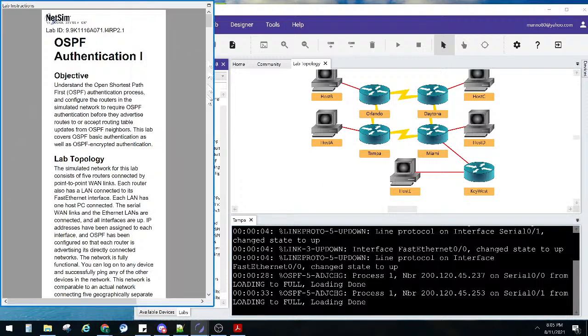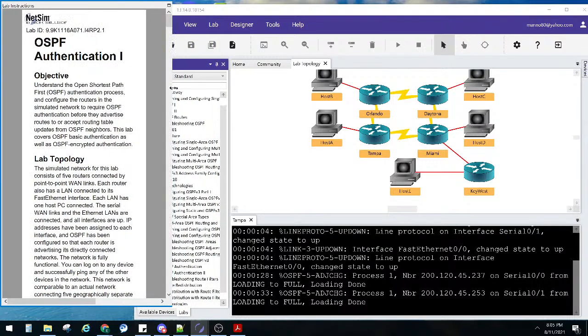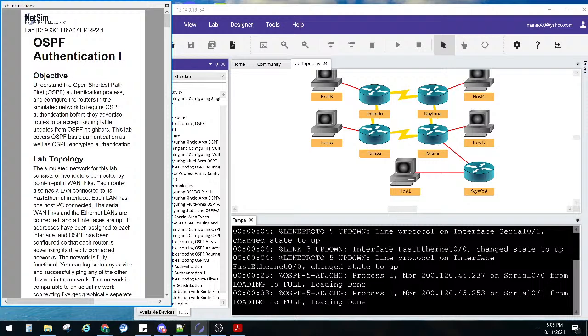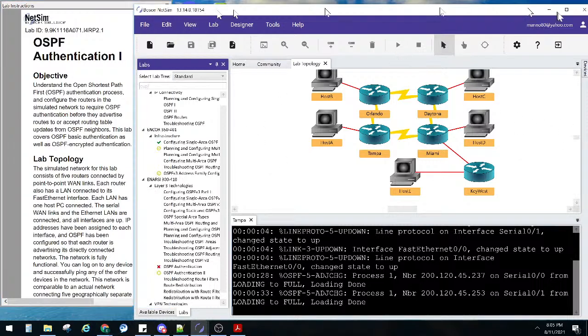But anyways, we're going to be using Boson NetSim today. We're going to do OSPF authentication. Hopefully, if you guys don't have it, you can just follow along with the stream here.